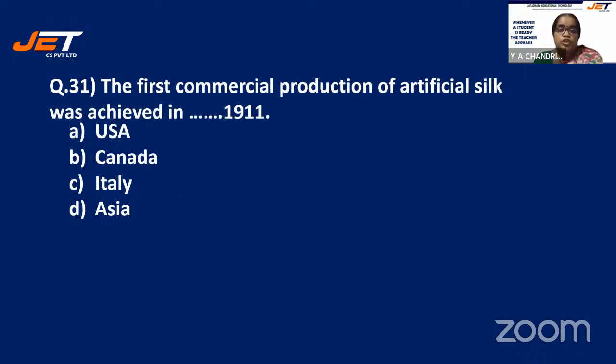Next question. The first commercial production of artificial silk was achieved in dash 1911. ఎక్కడ యుఎస్ఏనా కెనడానా ఇటలీయా ఏషియానా? Let us see the answer. It is USA. So the first commercial production of artificial silk was achieved in USA in 1911.